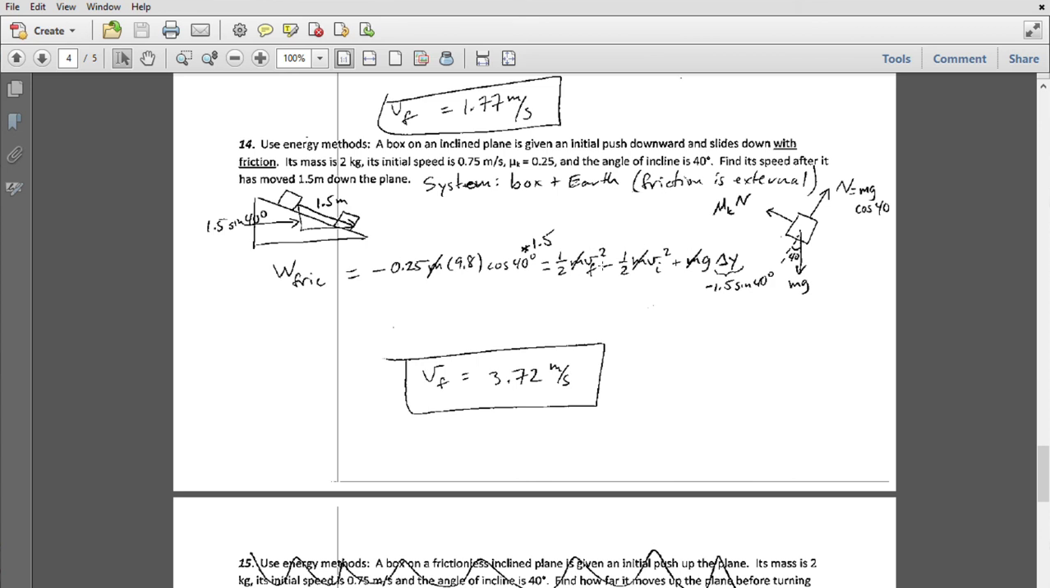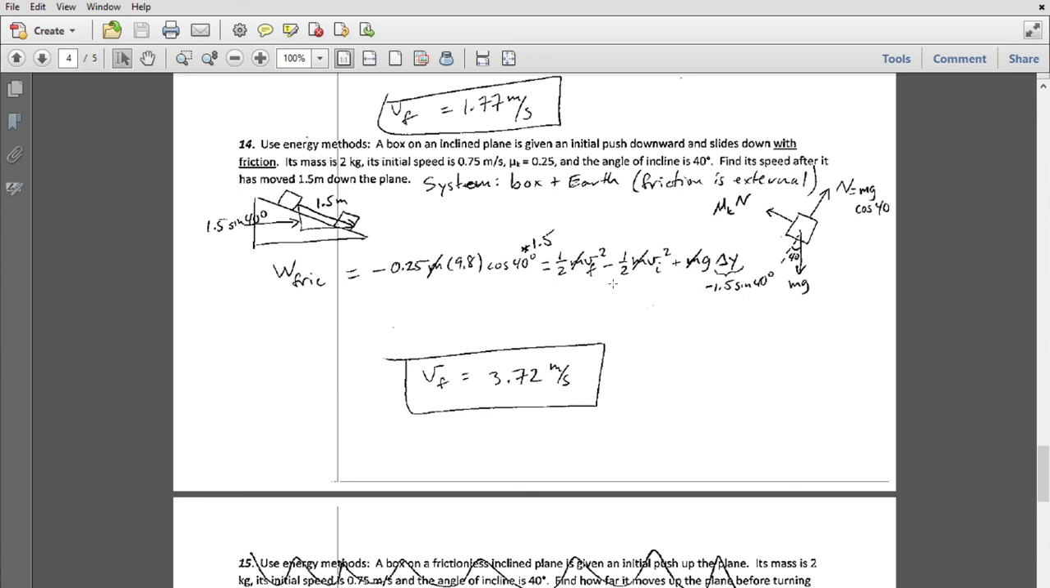We're after that V final. V initial was given in this problem. And in this case, we have to do a little bit of work to figure out how much closer it gets to the Earth in going 1.5 meters down the plane. It doesn't get 1.5 meters closer to the Earth. We need to figure out this vertical side here, which is 1.5 times the sine of 40. And delta y is negative. Whenever we use the gravitational potential energy, mgy, the convention is plus y is up, so it's going down in y as time goes on. So we need that minus sign there. Otherwise, we'll definitely mess things up here.